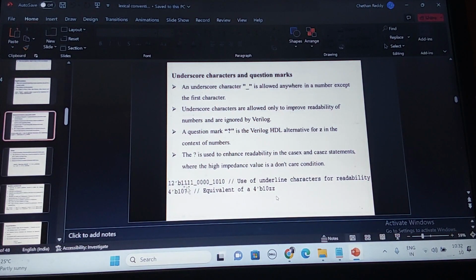What is this first example? What does the first example indicate? Underscore. So use the underscore between the characters for readability. And this example is nothing but 1 0 question mark. This is equal to 1 0 z. You understand this. So regarding the underscore character and the question mark, with this you are understanding how to represent sized numbers, unsized numbers, negative numbers. Then what is the role of the underscore and what is the role of the question mark.